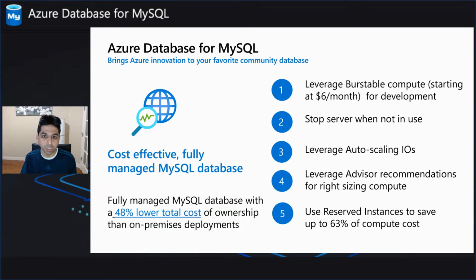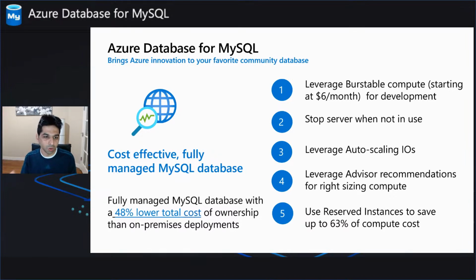First, you can start your development on burstable compute. The low-end burstable compute starts at $6 per month, so it's really easy and reduces the cost barrier for you to get started. Second, you are charged hourly, and when the server is not in use, you can stop the server and stop the billing right away.